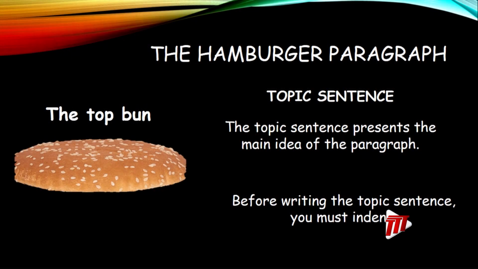So when you are writing this main idea, you are telling the reader, my paragraph is going to be about this in particular. Now, before you write, we have to indent. And indent means just you leave a space from the margin, then you begin to write. Normally, it is 2 finger spaces. So, top bun is the main idea.